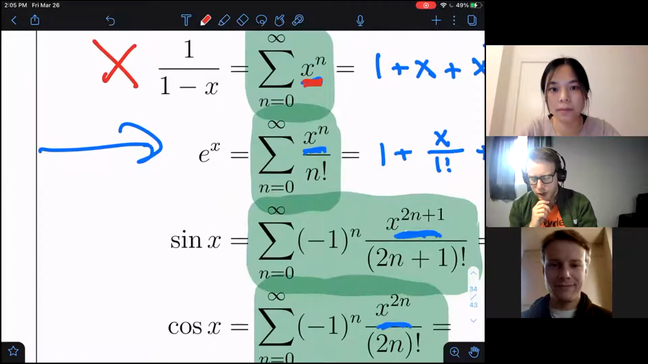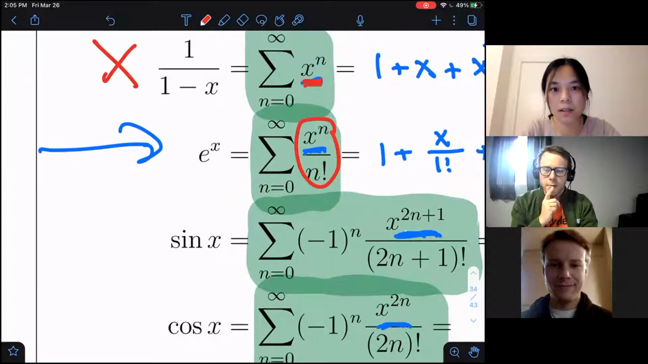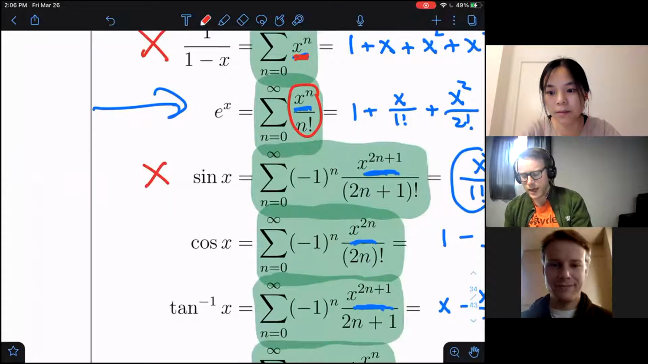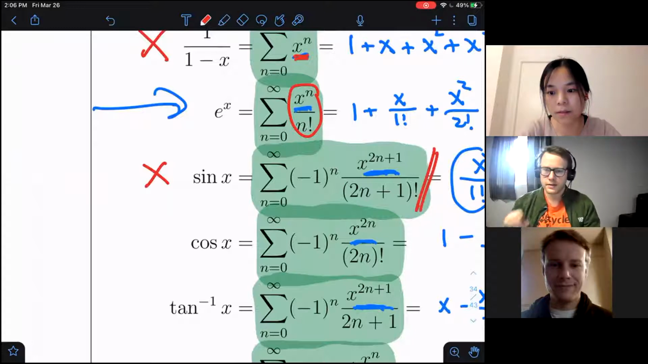What about e to the x? E to the x is looking pretty good. It doesn't exactly line up with what I have necessarily, but I like the fact that we have something raised to various powers of n, and we have division by n factorial. So I like that one the best, but let's keep going one time and look at all the others. I would say sine of x is out because it only has odd powers. This is the x to the 2n plus 1, only odd powers.